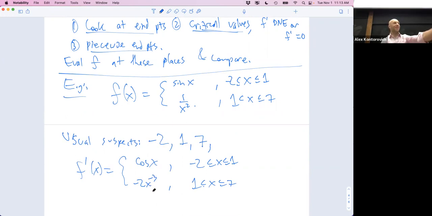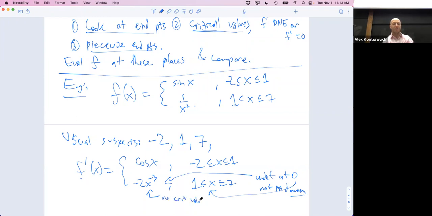Why not? It's not in the domain. This is undefined at 0, but that's not in the domain. So I don't care. 0 is not in this piece of the domain. Okay, so there are no critical values from here.